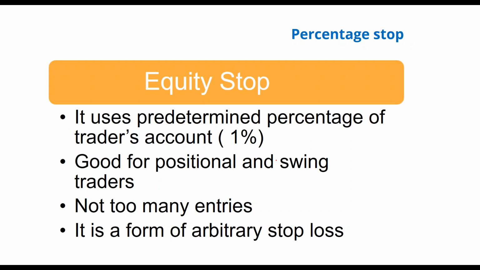If you really want to make 60% in a single month, then you should be willing to risk 60% of your account. It's the fact. Good position, percentage stop is good for positional swing traders who want to use a predetermined equity stop. Possibly you won't be having too many entries, because if you use your full allowed risk in a single trade, then you need to keep that single trade running. You should not add any positions, any trades, because it will increase your risk. It is a form of arbitrary stop loss.